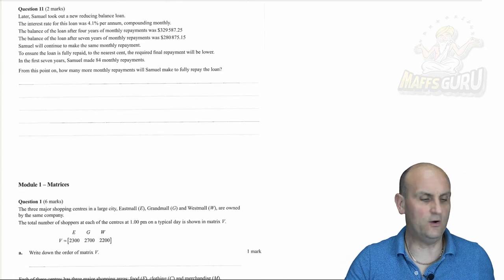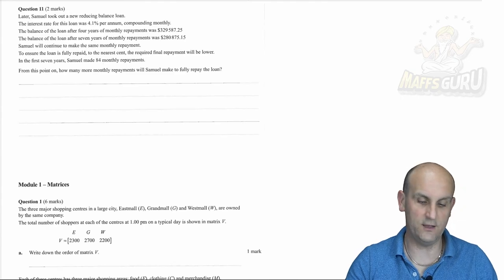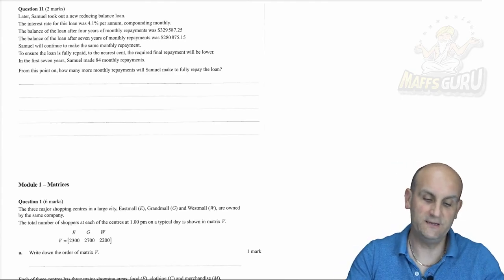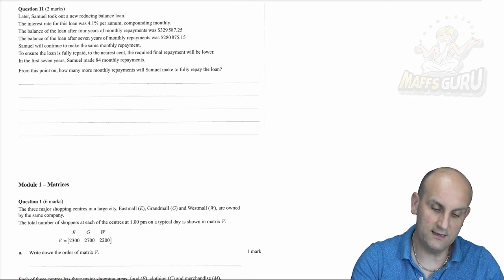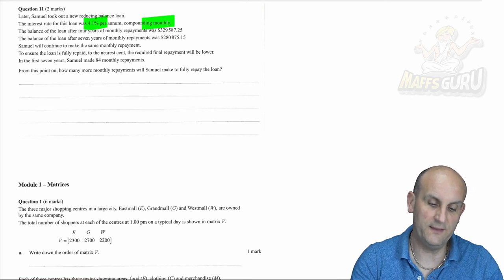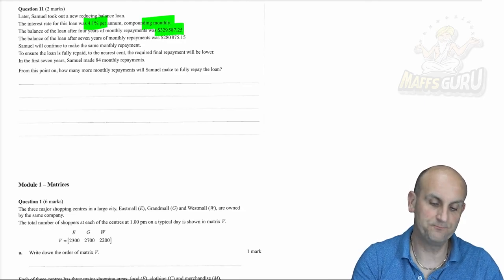Later, Samuel will take out, this is a reducing, a change of conditions. Righty-ho. Sam took out a new reducing balance loan. The interest rate for this loan was 4.1% per annum compounding monthly. Okay, let's just highlight that, 4.1 compounding monthly. The balance of the loan after 4 years of monthly payments was given as that.